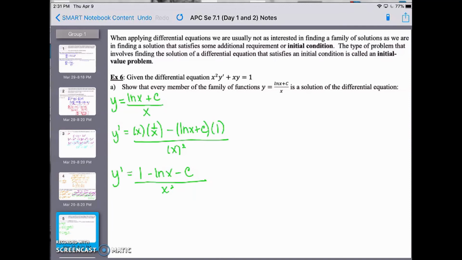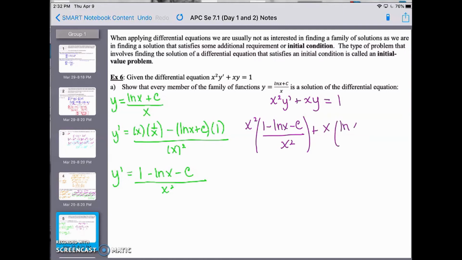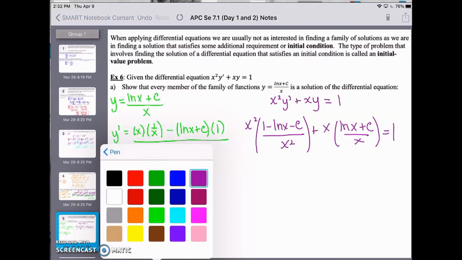Okay, so next step is going to be to plug my y and my y prime into my differential equation and see what happens, right? So when I plug it in, my differential equation is x squared y prime plus xy equals 1. So let's plug in x squared times my y prime, which is 1 minus ln x minus c divided by x squared, plus x times y, which was ln x plus c over x, and that's supposed to equal 1. Okay, so now I do a little bit of simplification here.